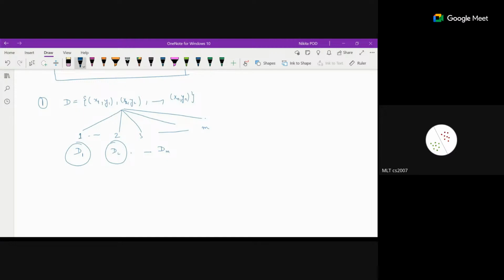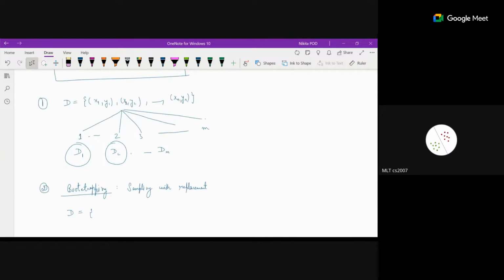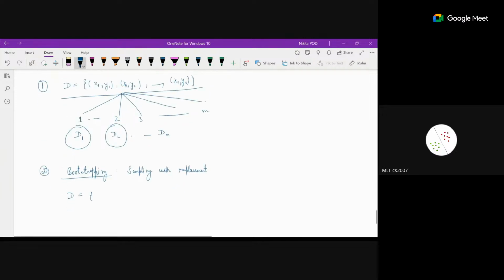To overcome this situation, we will use bootstrapping. What is bootstrapping? Bootstrapping is nothing but sampling with replacement. So again you have the same data set that we have written over here. Now, what do you do in bootstrap?